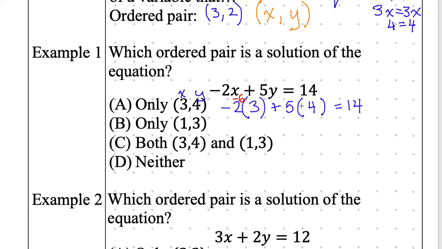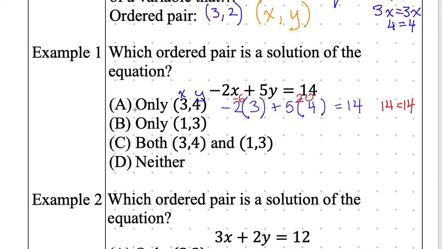5 times 4 is 20. And then I need to ask myself, is -6 plus 20 equal to 14? Can you give me a thumbs up or a thumbs down? It's the same as asking, is 20 minus 6 equal to 14? Everyone should be giving me a thumbs up. It is indeed true, so we can give ourselves a check, or you can say that yes, 14 is equal to 14.